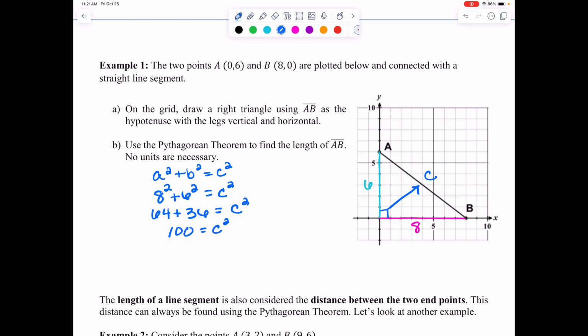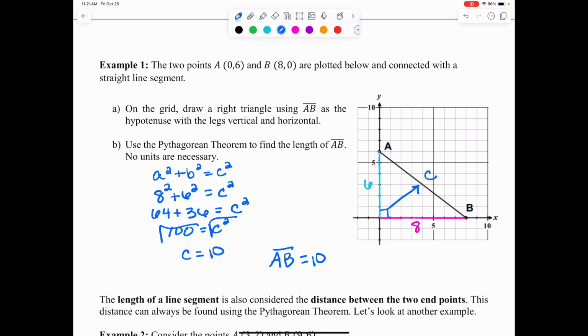I don't want C squared, I just want plain old C. So the opposite of squaring is taking the square root. Whatever I do to one side, I do to the other, and I see that C is 10. So that means the distance from A to B for this line segment is 10 units. So by drawing a right triangle out of the slanted or diagonal line, we're able to count 2 of the 3 sides of the triangle and use the Pythagorean theorem to find the third side, which is always the distance we can't count, and it's a nice, easy way to calculate it.